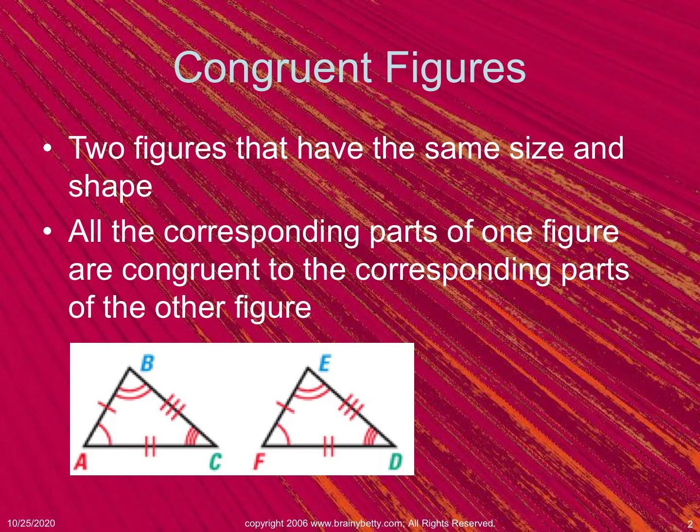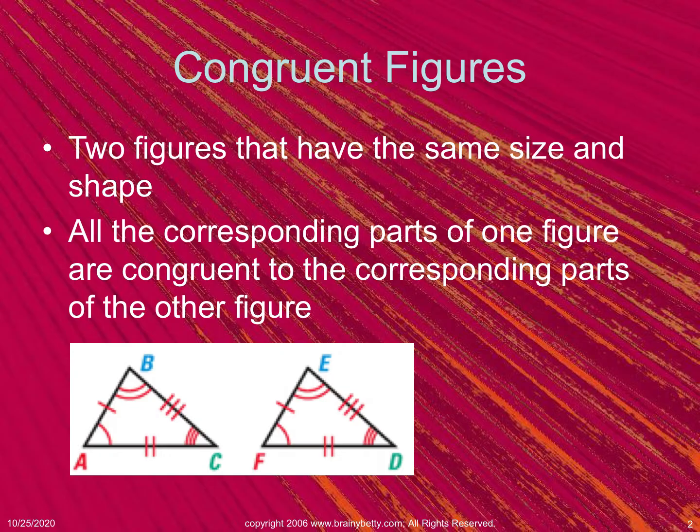All of the corresponding parts of one figure are going to be congruent to the corresponding parts of the other figure. So when you're trying to show if two figures are congruent, we need to match every single angle and every single side. So when there are two triangles, we're going to have three corresponding angle parts that will be congruent and three corresponding sides that will be congruent.